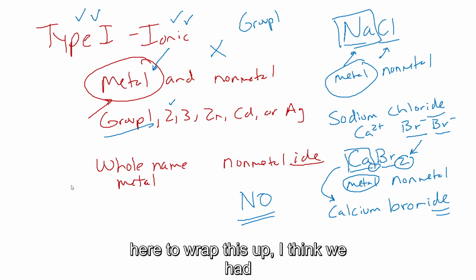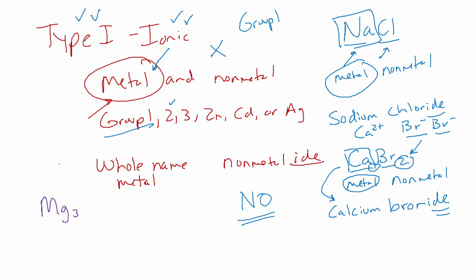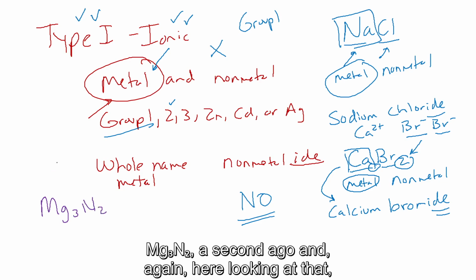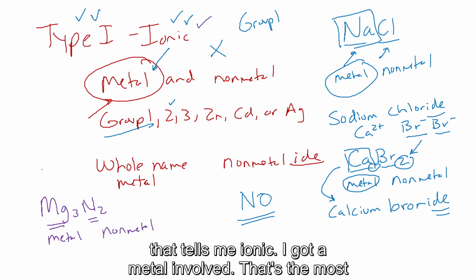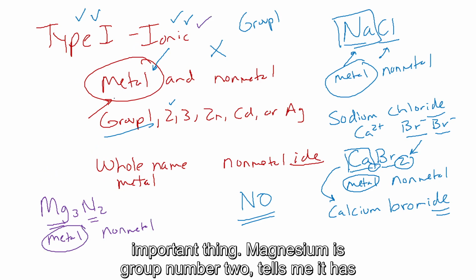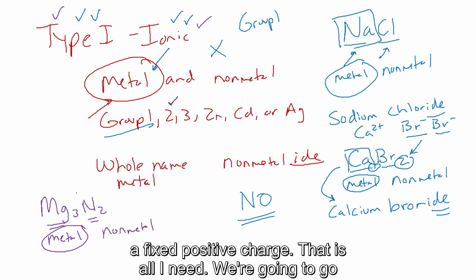One last example here to wrap this up. I think we had Mg3N2 a second ago. And again, looking at that, that is a metal, magnesium. Nitrogen is a non-metal. Boom, that tells me ionic. I've got a metal involved. That's the most important thing. Magnesium's group number 2 tells me it has a fixed positive charge. That is all I need.